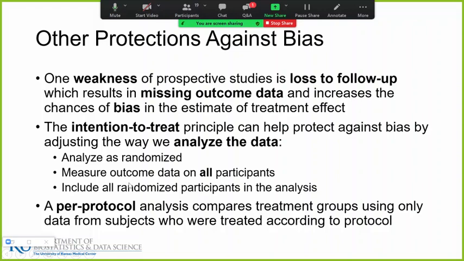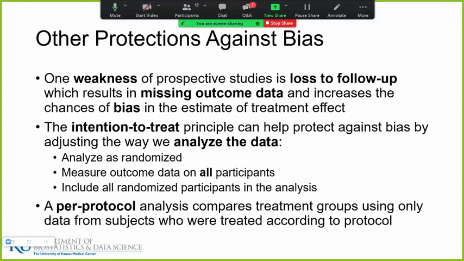Other protections against bias. If you're doing a clinical trial, one of the major weaknesses of a randomized controlled trial, which we think of as the gold standard, is it might be at risk to what's called loss to follow-up or missing outcome data, because these participants have to agree to come back for further evaluation and may or may not do that for whatever reason. And so that missing outcome data can result in bias in the estimate of the treatment effect. And there are some ways that we account for that.